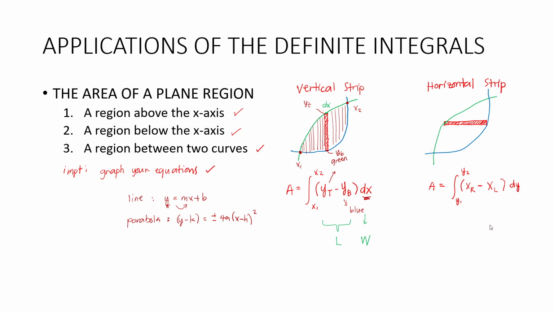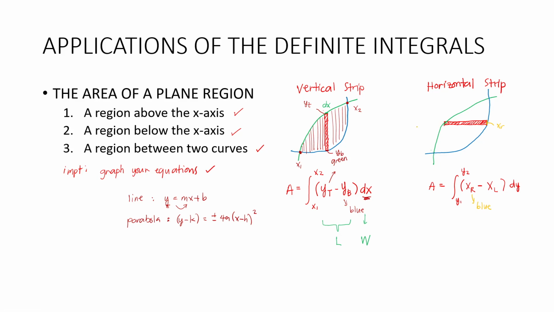So again, let's try to define again the different parts of the equation. So again, the right portion of the horizontal strip, whatever the right portion is touching, that would be the x right equation. Since this one is touching the blue portion, x right, this pertains to the blue equation. So again, it should be in terms of y. So x equals y something.